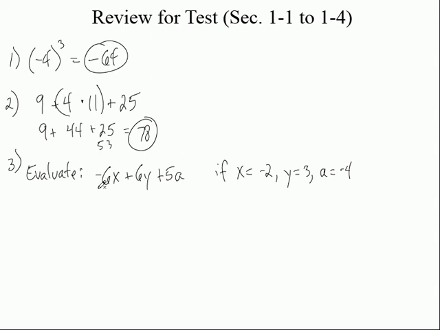It's not going to have x in the answer. It's not going to have y or a in the answer. It's just going to be one single number. Everybody got that? All right, so you got to figure out what to do. This negative 6x, it's negative 6 times x, which is negative 2. Plus 6 times y, which is 3, plus 5 times a, which is negative 4.